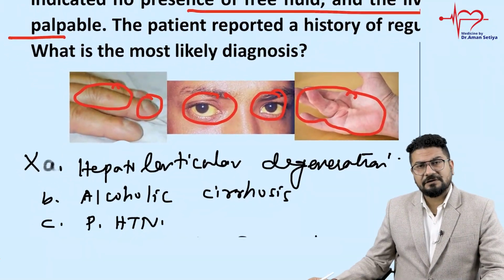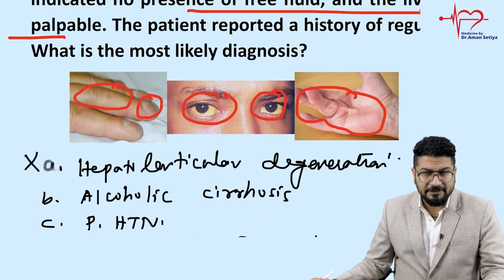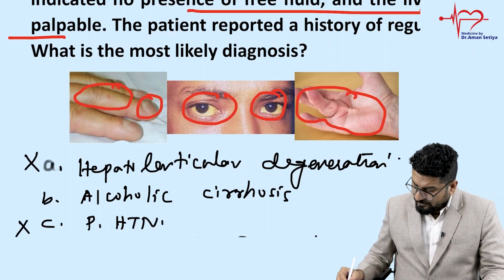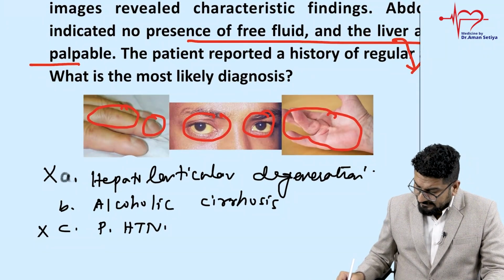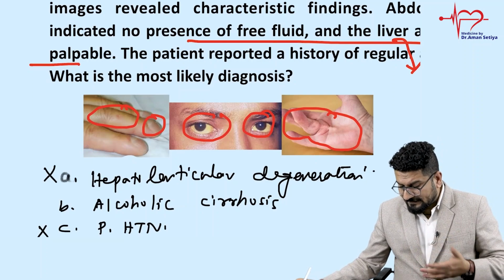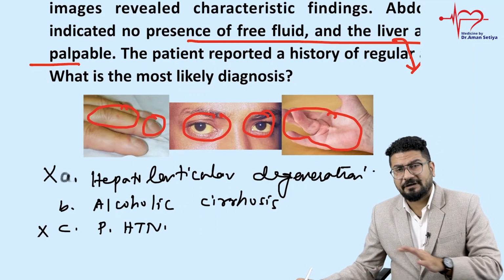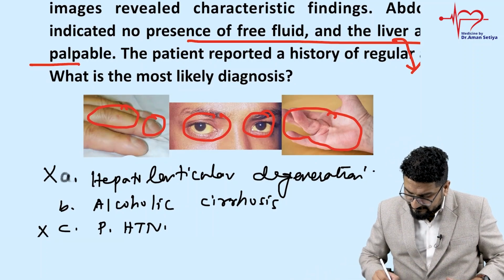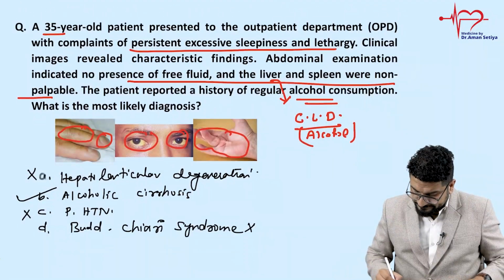In portal hypertension, you would get signs like variceal bleed and hemorrhoids, so that's not seen. In Budd-Chiari syndrome, again, you will see findings like jaundice, but you are unlikely to see contracture. So that is the answer. The classical history of alcohol is given, so it will be alcoholic cirrhosis.